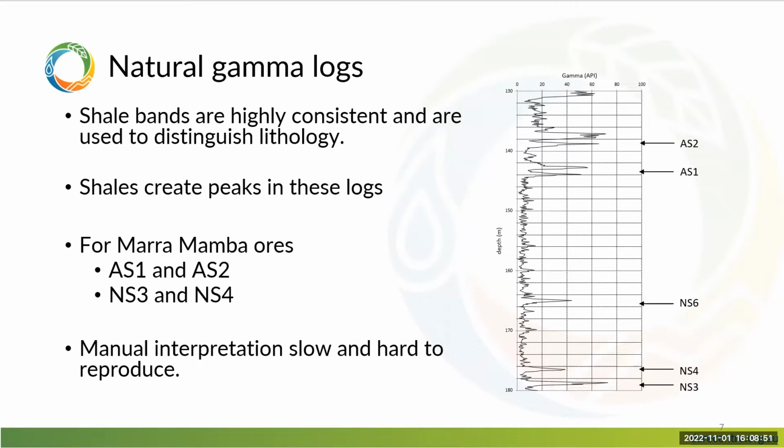The first case I'm going to present is classifying natural gamma logs. The bedded shales within the BIF are highly consistent and generally used to define the lithological boundaries. The shales create peaks within the natural gamma logs, and therefore these logs are typically used to map out the boundaries within each deposit. In the Marra Mamba ore, the two most important shales are the AS1, AS2 bands here, which define the top of your ore, as well as your NS3, NS4 bands down here.